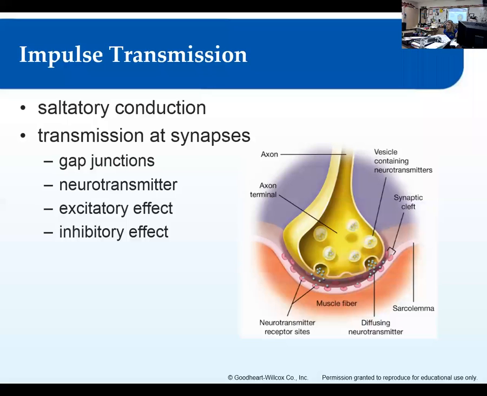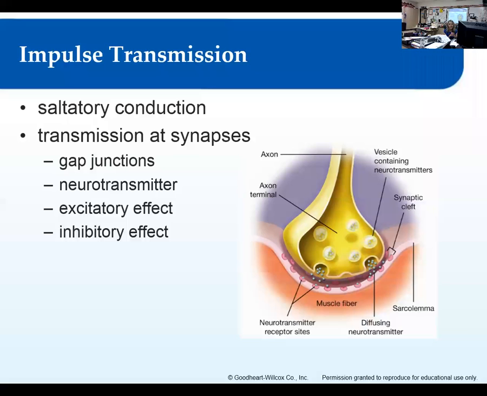Now the other thing that factors in on impulse transmission is the diameter of the axon. If you have an unmyelinated axon, an unmyelinated neuron, one that doesn't have the myelin sheath or the Schwann cells, the action potential will move a lot slower in those, but it will move faster with the larger the diameter. So the larger the diameter the axon is, the faster the action potential will move. Now, it's still not going to be as fast as a myelinated one, but you get the idea.